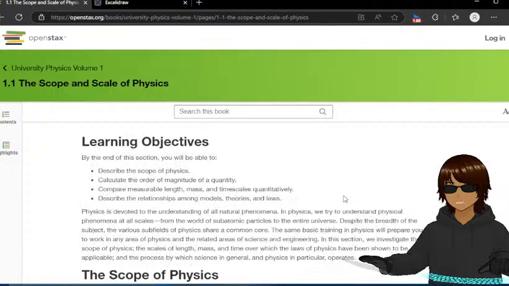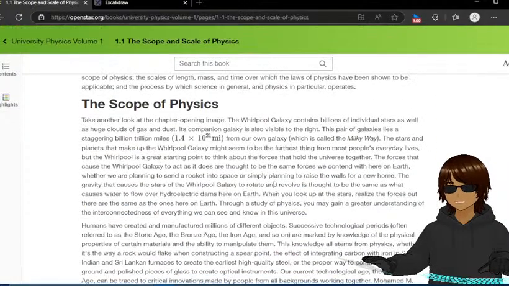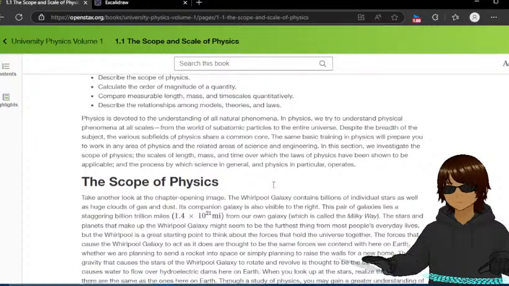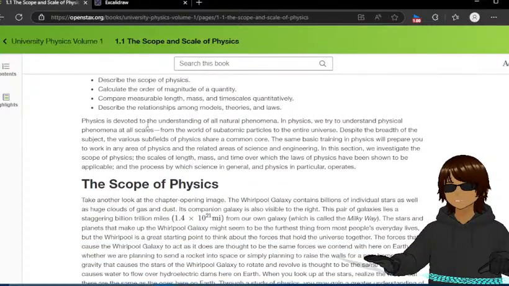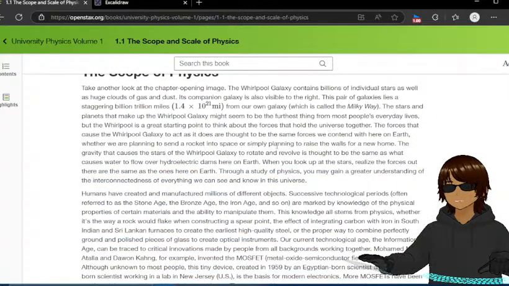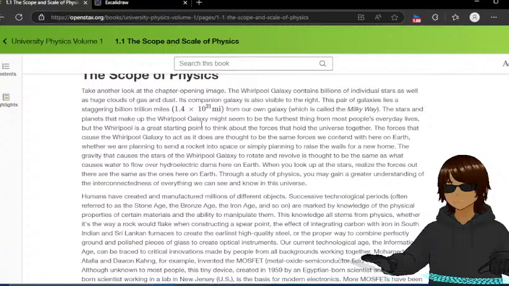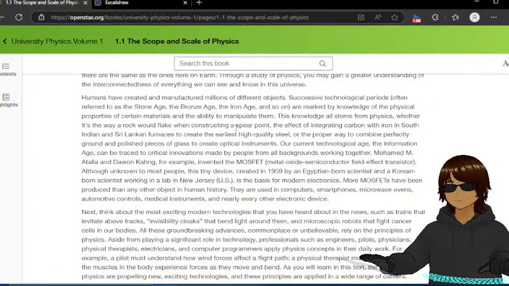The scope and scale of physics. Physics is devoted to the understanding of all natural phenomena. In physics, we try to understand physical phenomena at all scales, from the world of subatomic particles to the entire universe. I will skip a few introductory things.